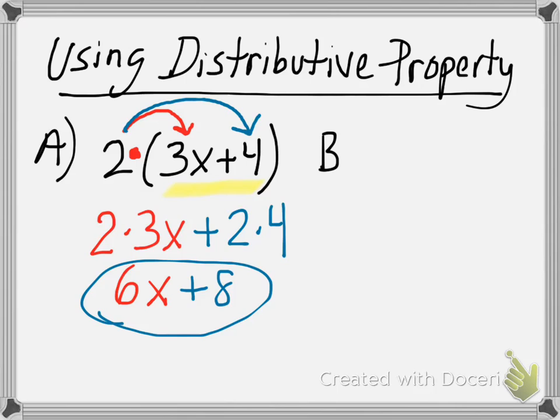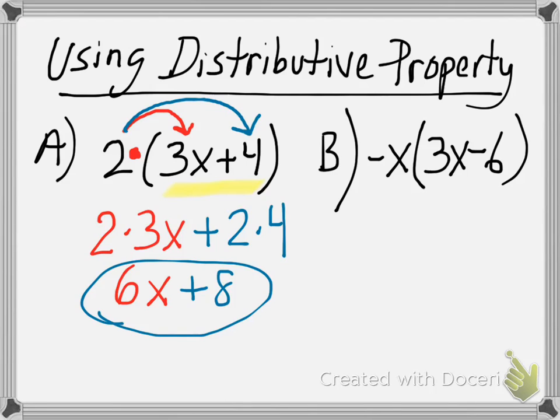The next example is negative x times 3x minus 6. And again, I can use the distributive property. The negative x, there's really an understood 1 there. That coefficient, that leading coefficient, is really a negative 1. It might help to draw that in there. So feel free to do that. In the textbooks they won't have a 1 in there, they'll just have negative x, but it's okay to put that negative 1 in there if that helps you think about it.